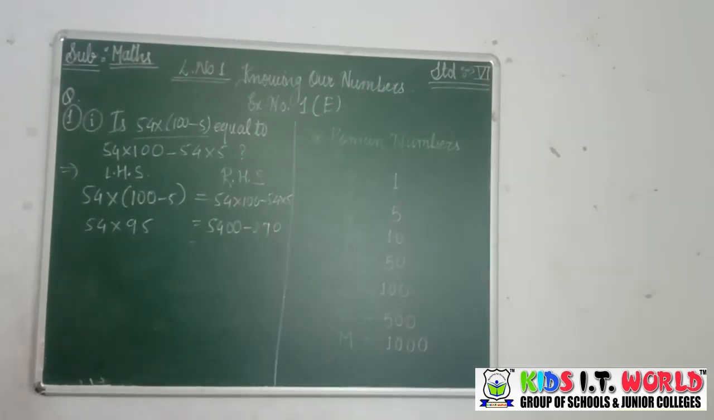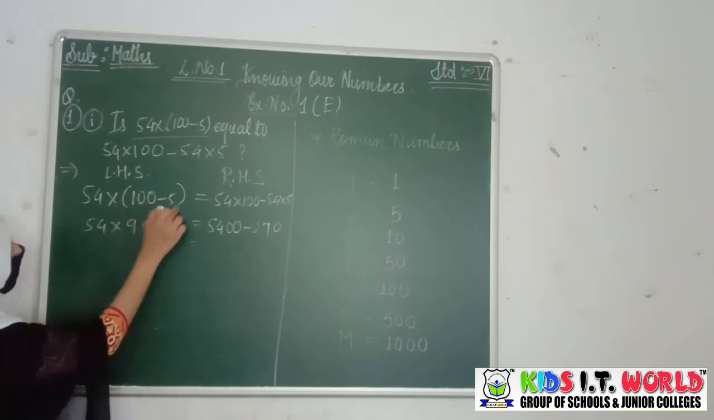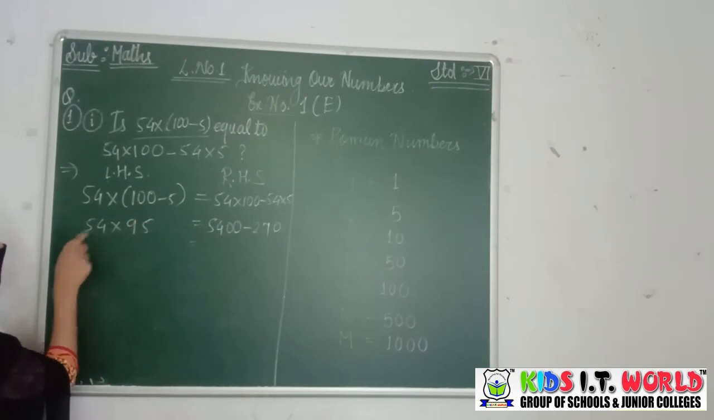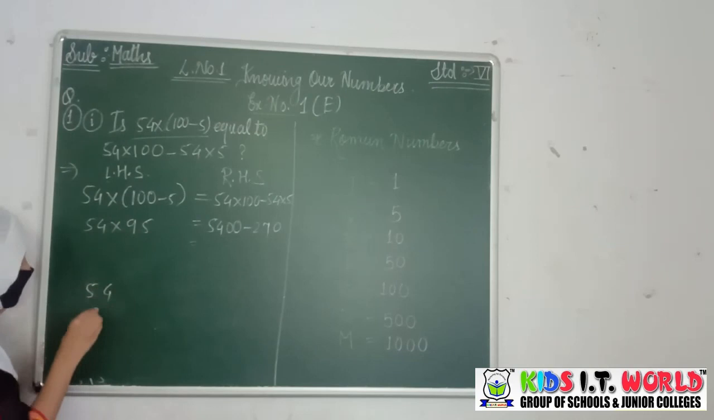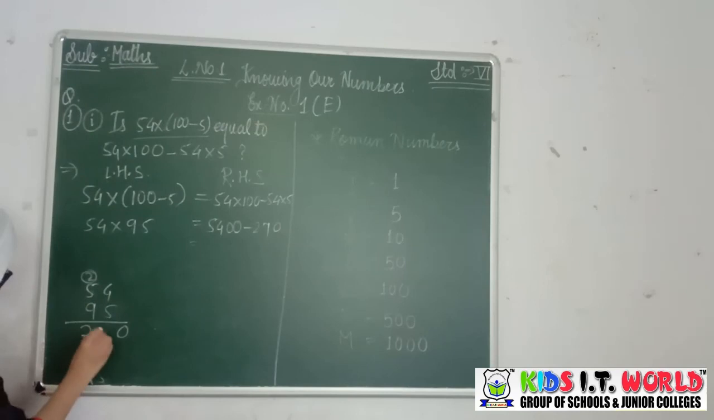Now on the LHS side we have the value 54 into 100 minus 5. So here first of all we will solve the bracket. 100 minus 5, you will get 95. Now we will multiply 54 by 95. So let's see what you will get. 54 into 95. 5 4s are 20. From 20 we will write 0 here. 2 will be carried. 5 5s are 25. 25 plus 2, 27.